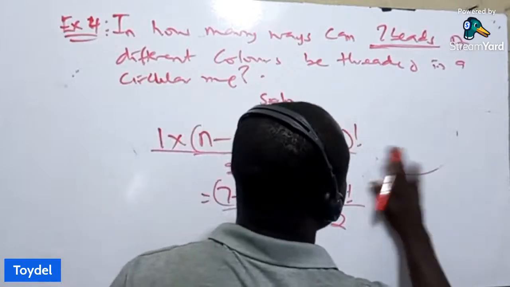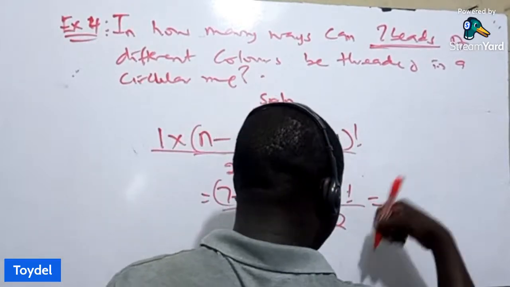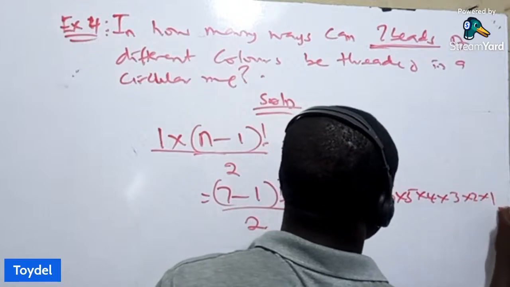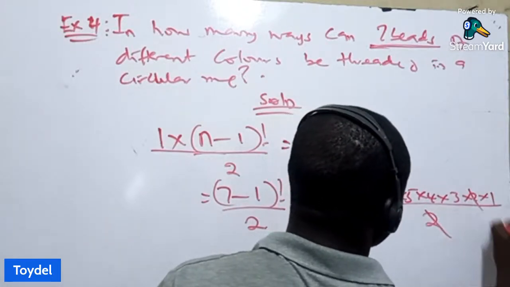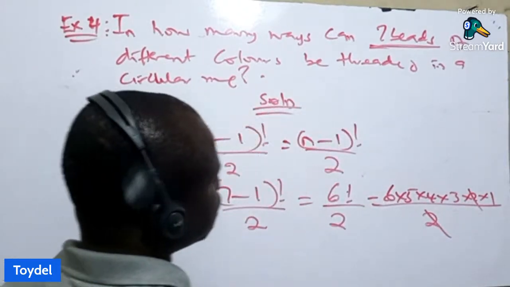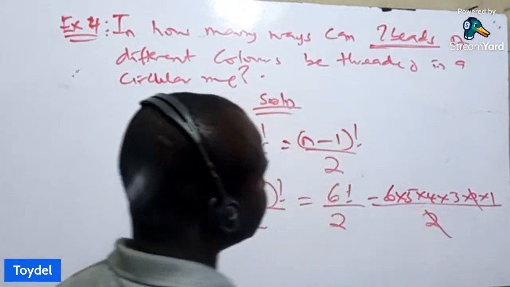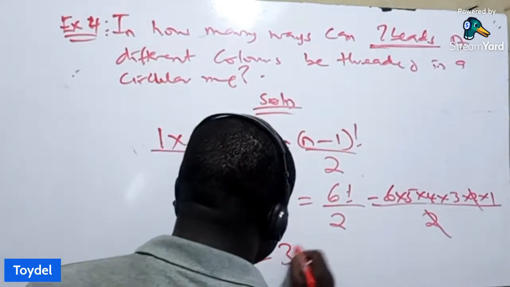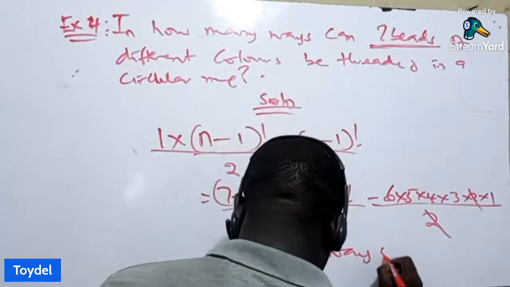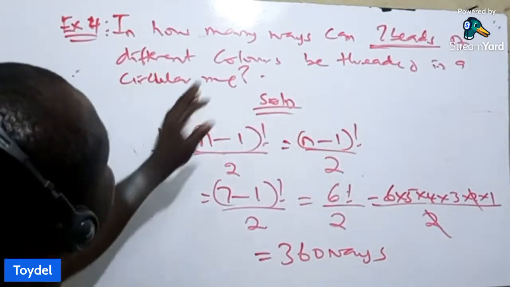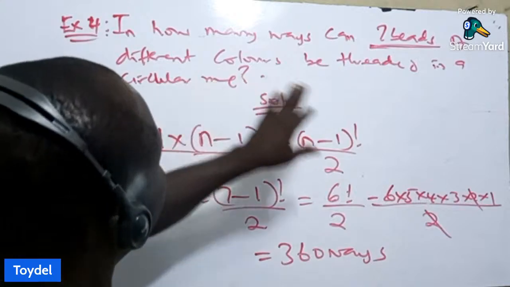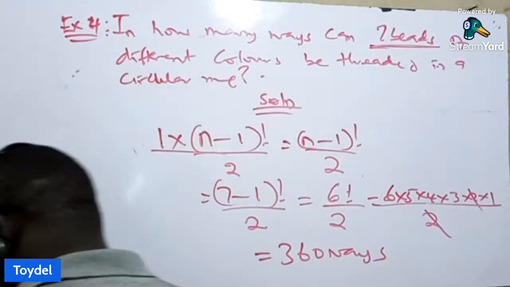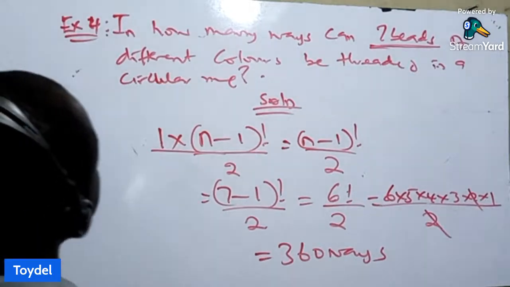And what is 6 factorial? 6 factorial simply means we reduce until we get to 1. 6 times 5 times 4 times 3 times 2 times 1 all over 2. So 2 will take care of 2. Then at the end of the day, we are going to have 3 times 4, that's 12. 12 times 5, 60. 60 times 6, that's 360. So there are 360 ways that we can actually arrange 7 beads of different colors in a circular ring. So that is that about cyclic permutation.